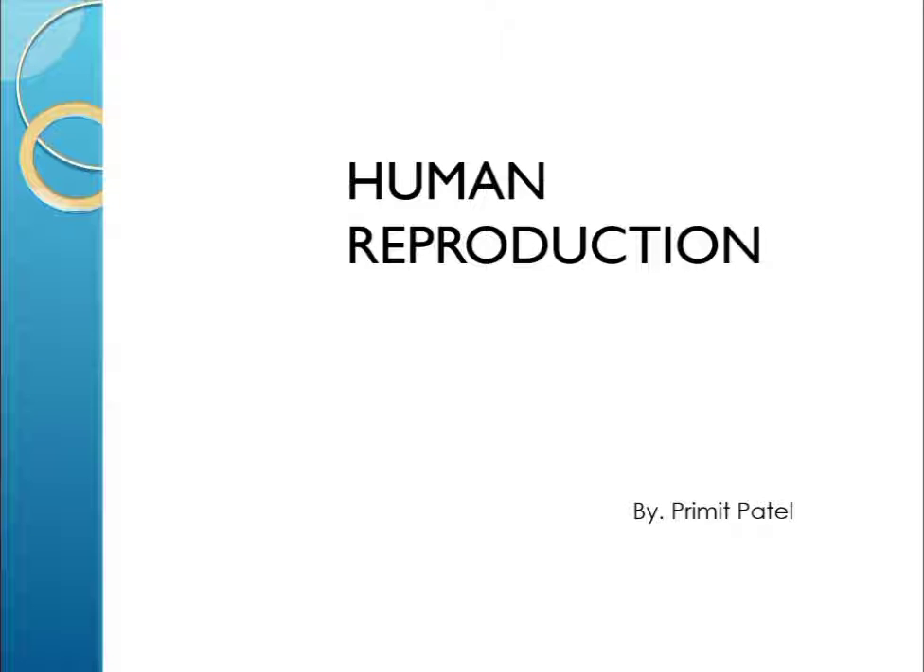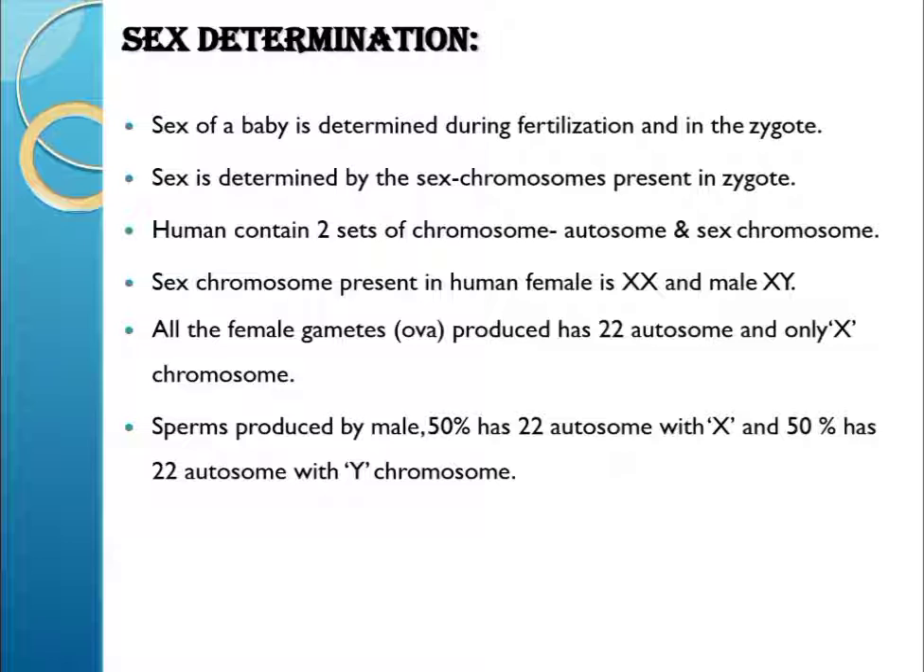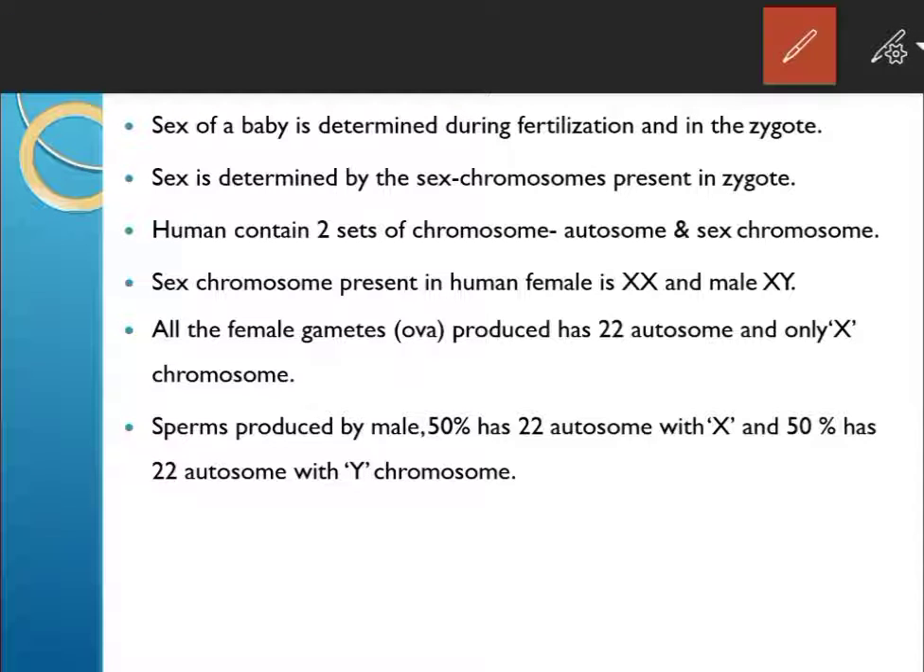Good morning, children. Today we will start with the new topic of the chapter Human Reproduction, and that is sex determination. Sex of the baby is determined during fertilization and in the zygote. Sex is determined by the sex chromosomes which are present in the zygote. Human beings have two sets of chromosomes, that is autosomes and sex chromosomes. The sex chromosome present in human female is XX, whereas in male it is XY.